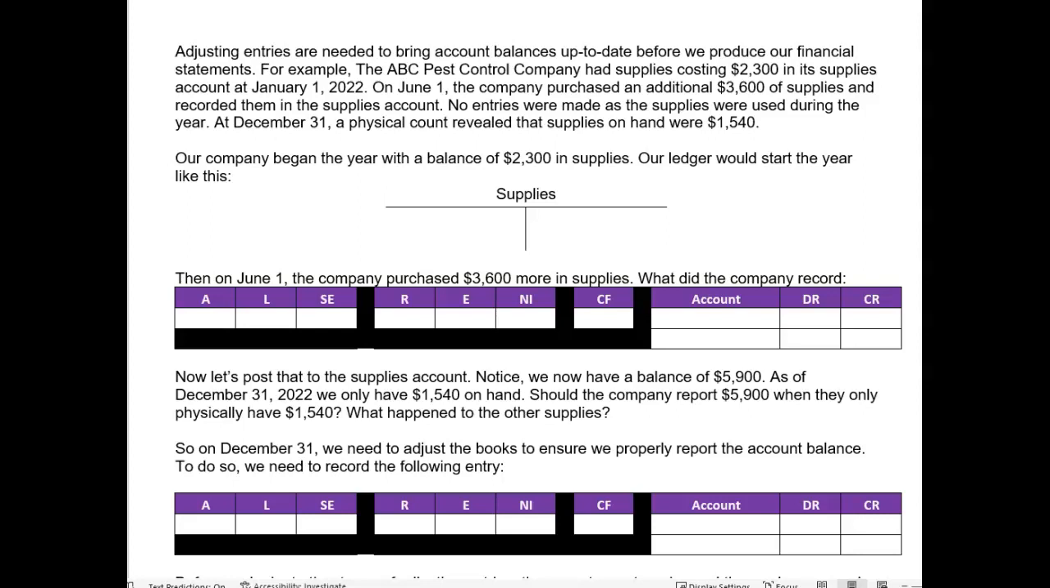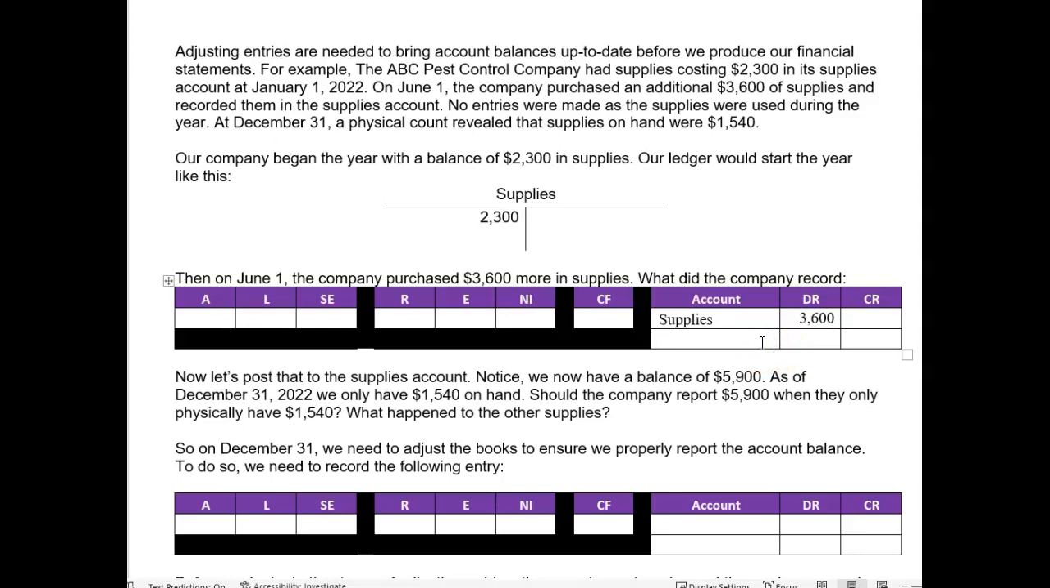Our company began the year with $2,300 in supplies. So if we were to look at the ledger, we would see a debit balance in our supplies. Remember, debit means left, so we're going to put that on the left side. We'd see that debit balance of $2,300. Now, what happened? On June 1st, the company purchased $3,600 more in supplies. This goes back to our prior videos, so let's really quickly record that. When we purchased those supplies, our supplies would have gone up by $3,600. Supplies is an asset, so in the world of accounting, we would debit our supply account for $3,600. So we go in and we debit that account.